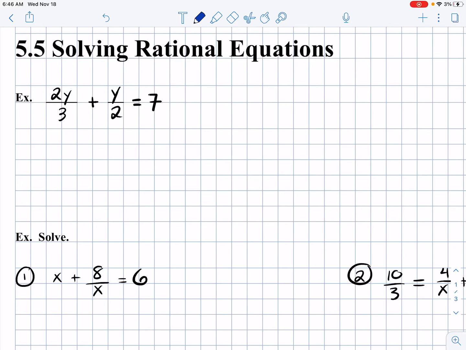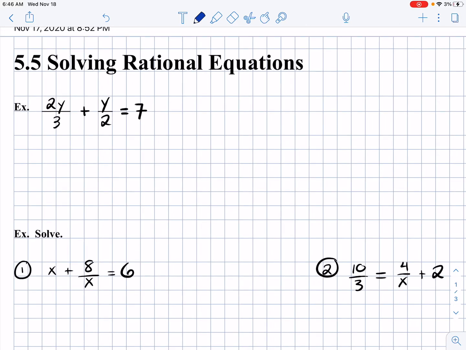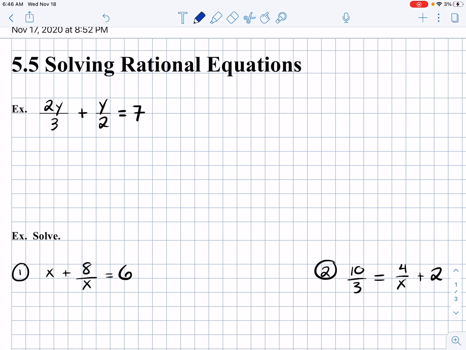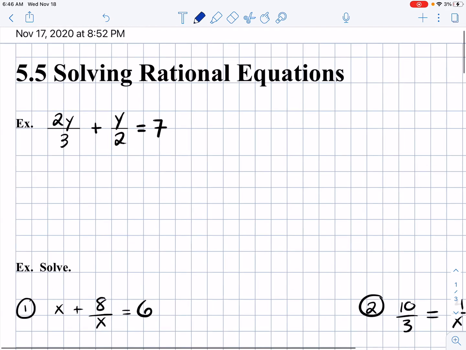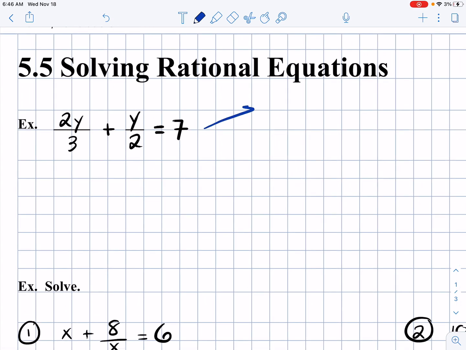Okay, so 5.5 is solving rational equations, and we're going to combine this with 5.3, which was adding and subtracting rational expressions, because you're really using the same methodology here. So let's start with this linear equation. It's a linear equation because our variable is in our numerator. It's a linear equation with fractions.